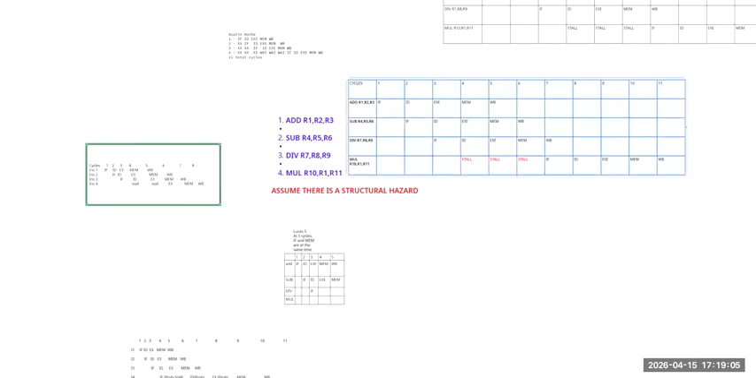So in your assignments and exams, this kind of question will be asked. So please be cautious while analyzing these instructions. Here there is no write back issue, but there is an instruction fetching issue between instruction 1 and instruction 2, that is the add instruction and the multiplication instruction.